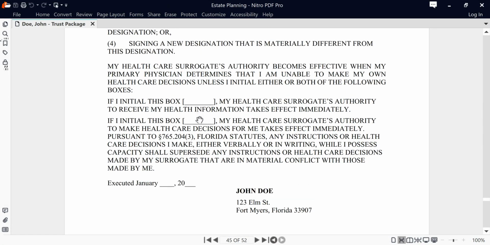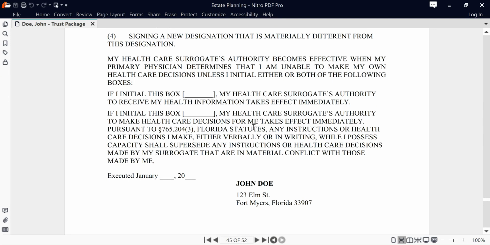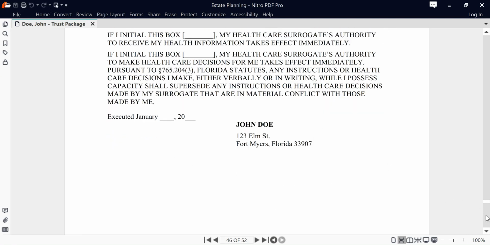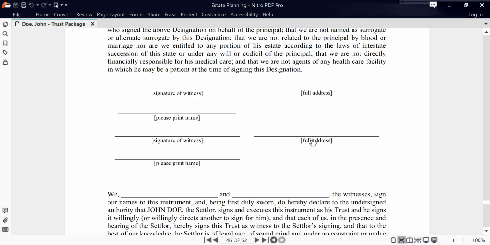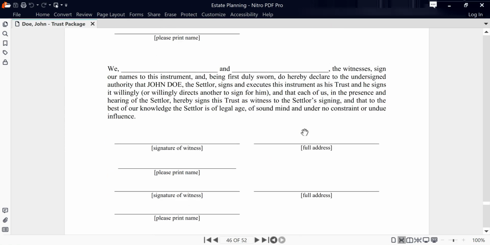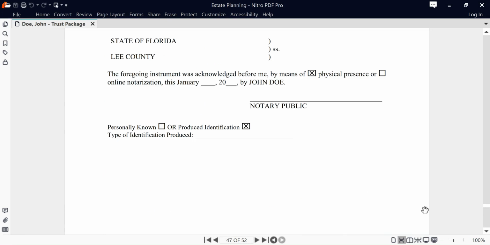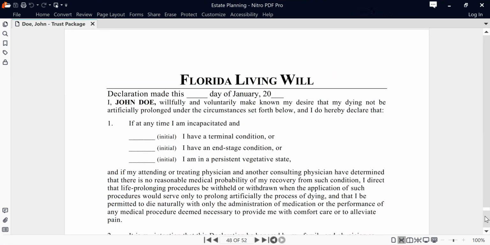So if they don't initial these, those powers will still come into play, but only when the principal is out of commission, incapacitated, that kind of thing. And this one just needs the two witnesses to sign off on it, to agree and acknowledge that they were there. There's usually a notary block that goes with that as well. And similar to the power of attorney, the notary can also be one of the witnesses. No problem there.